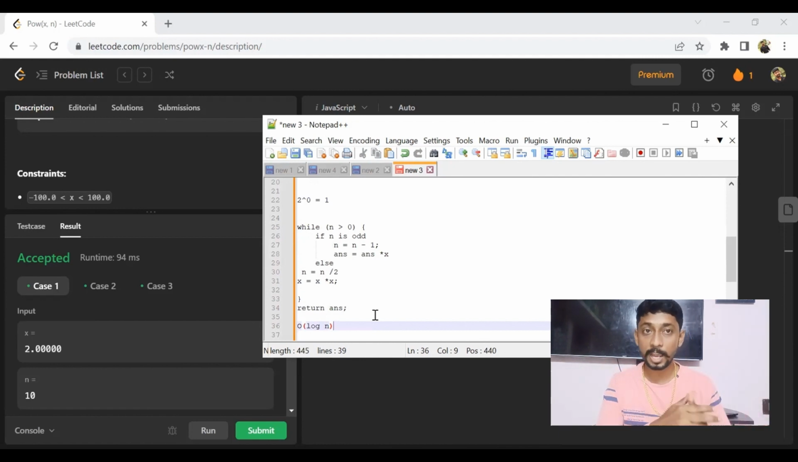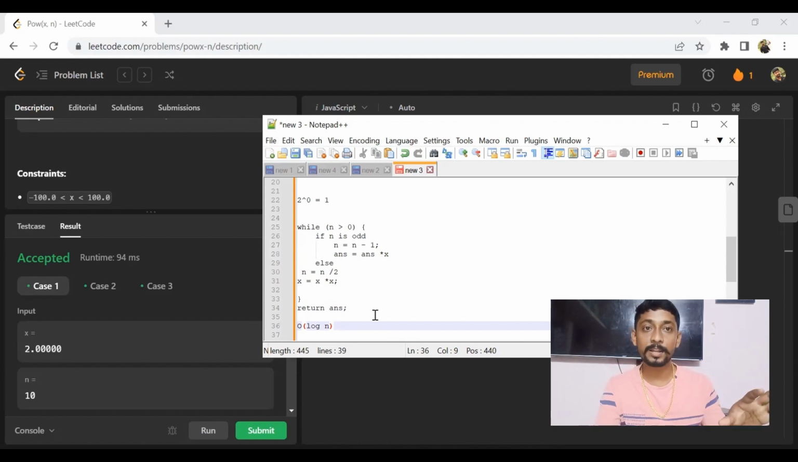In that case, the time complexity will be O of log n, where n stands for the n already given in the problem statement. And the space complexity, again I will ask you a question: did I create any extra array or map? Definitely no. Did I use any recursive step? If you use a recursive step, you have to allocate some space for the recursive stack. No, I'm not using recursion, just the iterative approach. So the space complexity is nothing but O of 1.